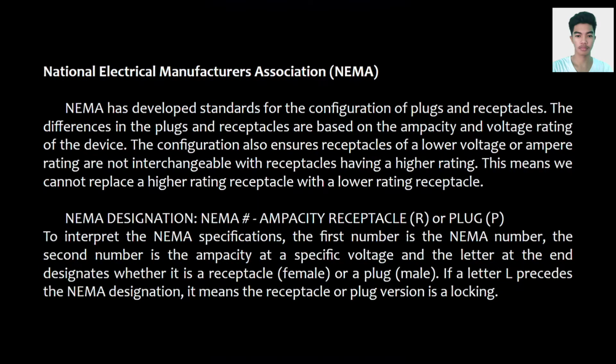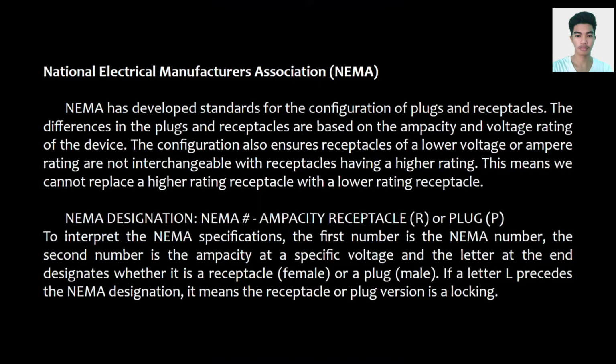NEMA designation. NEMA number, ampacity, receptacle R or plug P. To interpret the NEMA specifications, the first number is the NEMA number, the second number is the ampacity at a specific voltage, and the letter at the end designates whether it is a receptacle or a plug. If letter L precedes the NEMA designation, it means the receptacle or plug version is a locking type.